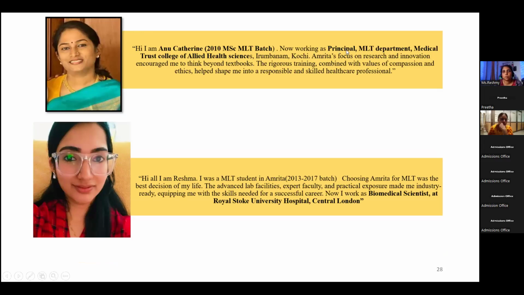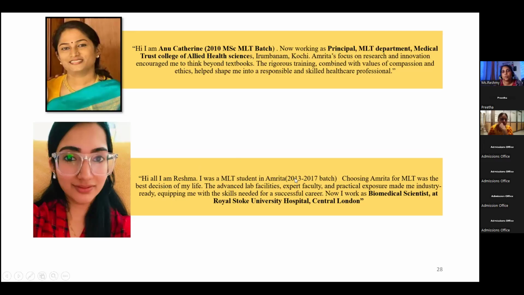Now she has become principal of the MLT department at Medical Trust Hospital, Allied Health Science College. She did her MSc here. She didn't do a B.Sc here. After that, she joined here as faculty. She had 10 years of experience here. After that, she moved to Medical Trust College of Allied Health Science. Now she is a principal in that institute.